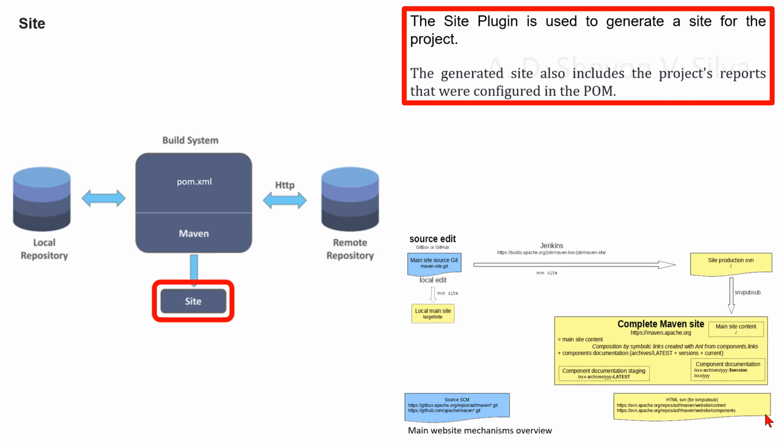svn.apache.org/repos/asf/maven/website/content and https://svn.apache.org/repos/asf/maven/website/components. Since December 2012, the overall website uses SVN pubsub mechanism, and main website uses Apache CMS.